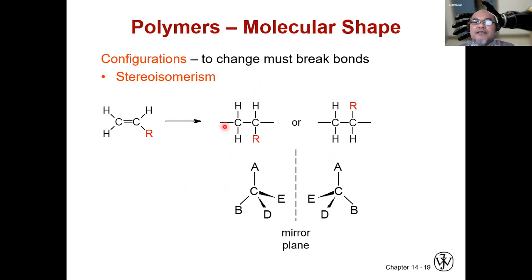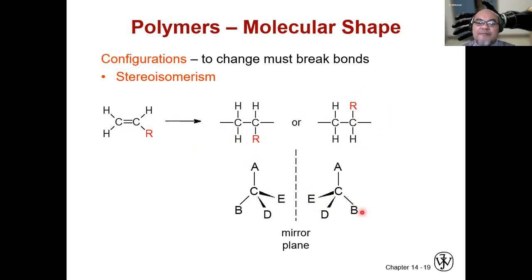To change the structure, a polymer must break the bonds and remake the bond. For example, in organic chemistry, we know there is a phenomenon called stereoisomerism. They have exactly the same structure, only, for example, in one molecule, the R is located at the down right. The other one is located at upper right. So, mirroring each other.